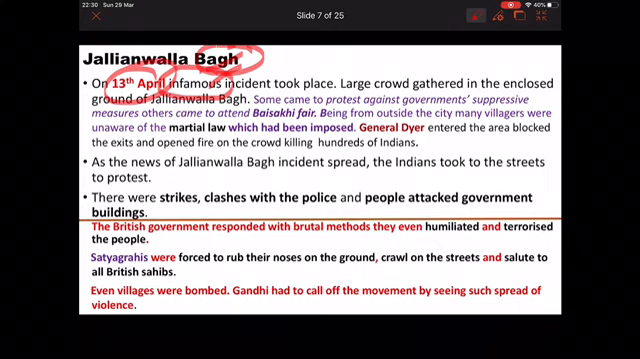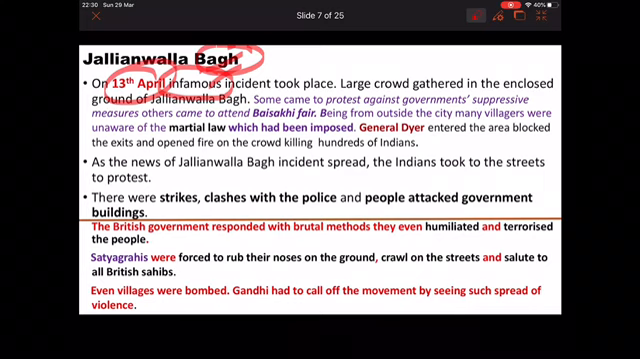he came with a lot of police. He entered the area. You must understand there was only one exit. In this whole garden, there was only one exit. General Dyer wanted to teach a lesson. What lesson? General Dyer took it personally that these people were flouting the martial law. And they arrived at Jallianwala Bagh.